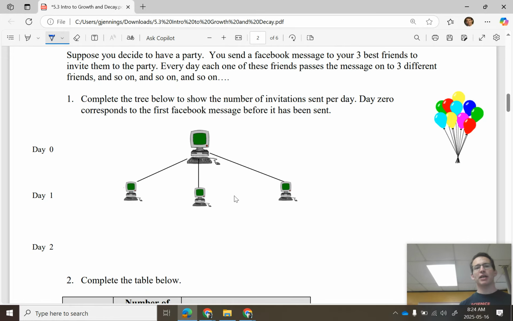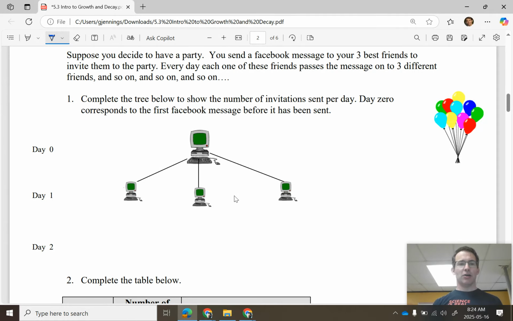Okay, suppose you decide to have a party. And we're going to send Facebook messages to our 3 best friends to invite them to the party. Every day, if you receive this invite, it goes viral, and you are compelled to perfectly send it on to 3 people. So we're going to track how quickly this invite is going to balloon up to the size of the school. Do you know about how many students we have here? 1,552 or something. That's a better number than I was going to give you. Yeah, I was going to say a little under 1,600.